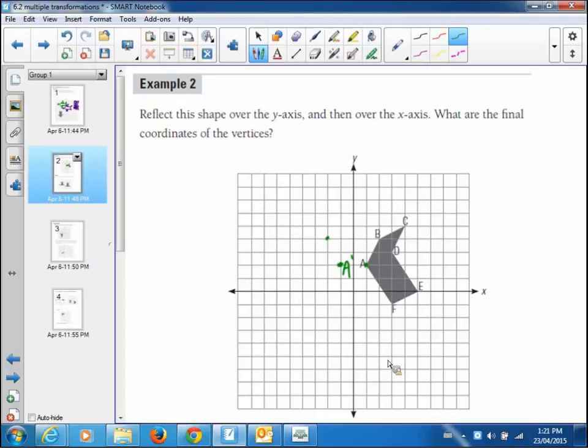So there's my B prime, right? My C prime is the mirror image, same distance. Nothing goes up or down. It's only just flipped left to right. 1, 2, 3. So 1, 2, 3 to the other side. E is on the line. 1, 2, 3, 4, 5. 1, 2, 3, 4, 5 in the negative direction. And then there we are.